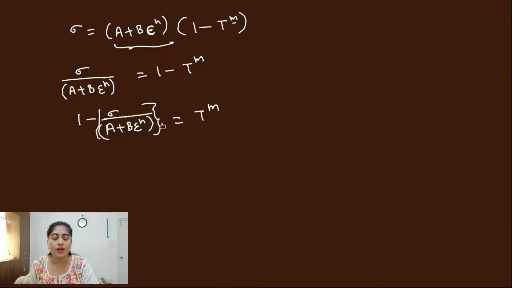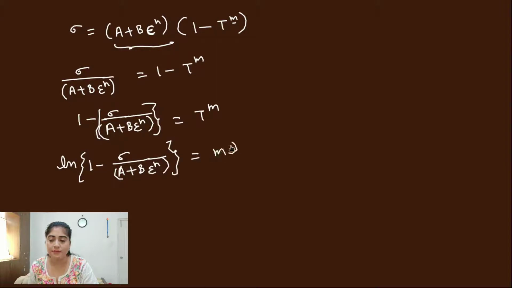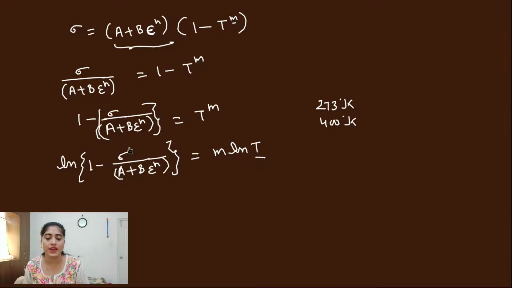Now we will take the log on both sides. So ln(1 − σ/(A + Bε^n)) equals m times ln T. So for different temperatures, for particular temperatures like you have taken 273 Kelvin, 400 Kelvin, like that, for different temperatures you have found the stress versus strain graph. So for stress you can put here, strain you can put here, and A, B, n we already know.